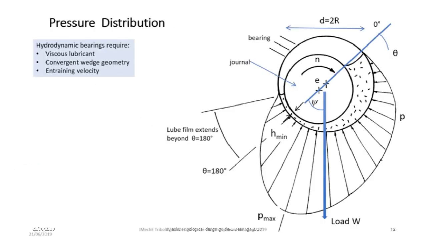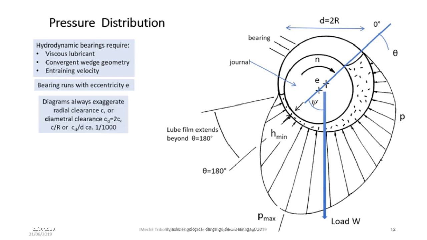Another quite busy slide showing a sketch of a journal bearing carrying a vertical load W supplied with a viscous lubricant. The eccentricity E, which is the displacement of the journal center from the bearing center, generates the convergent wedge geometry, and the shaft rotation gives the entraining velocity. Diagrams of this sort always greatly exaggerate the difference in dimension between journal and bearing. In reality, the radial clearance C, that is the difference between the radii of the shaft and the bush, is about 1 part in 1,000.